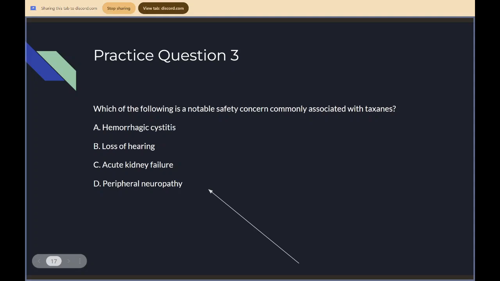All right. So the answer choice here is going to be D. Peripheral neuropathy is a well-known safety concern associated with taxanes. A does occur with others, as does B and as does C. However, peripheral neuropathy is going to be our main focus with taxanes. All right, good job so far.